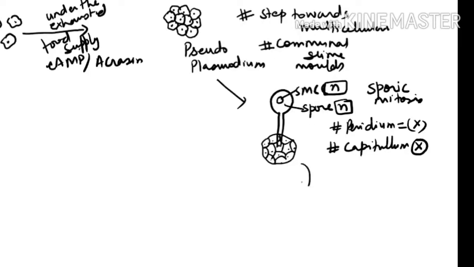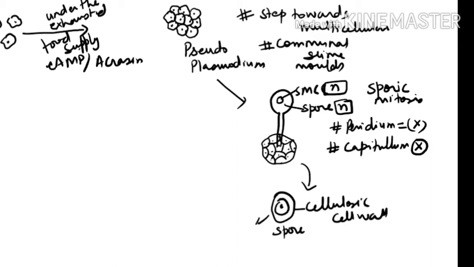Now the spores are surrounded by cellulosic cell wall. What we discussed above, the spore will be surrounded by the cellulosic cell wall. Now the spore will germinate to form only myxamoeba, which can again increase its number.